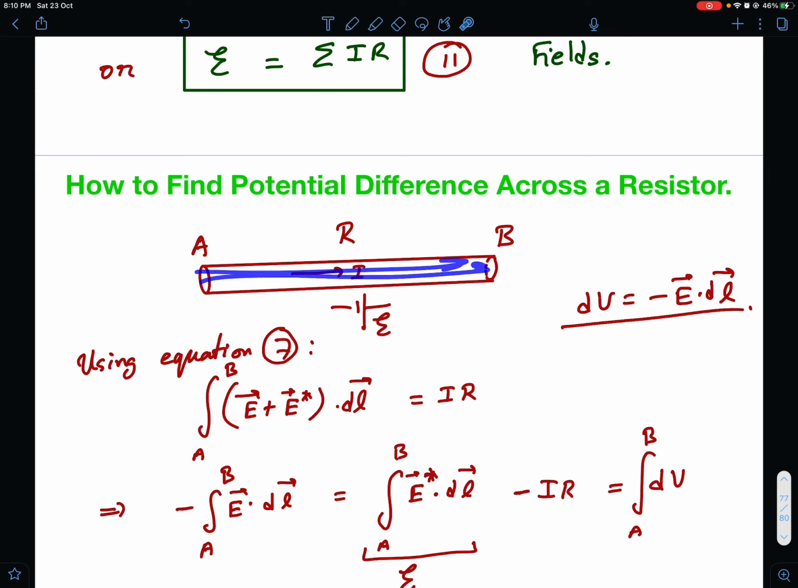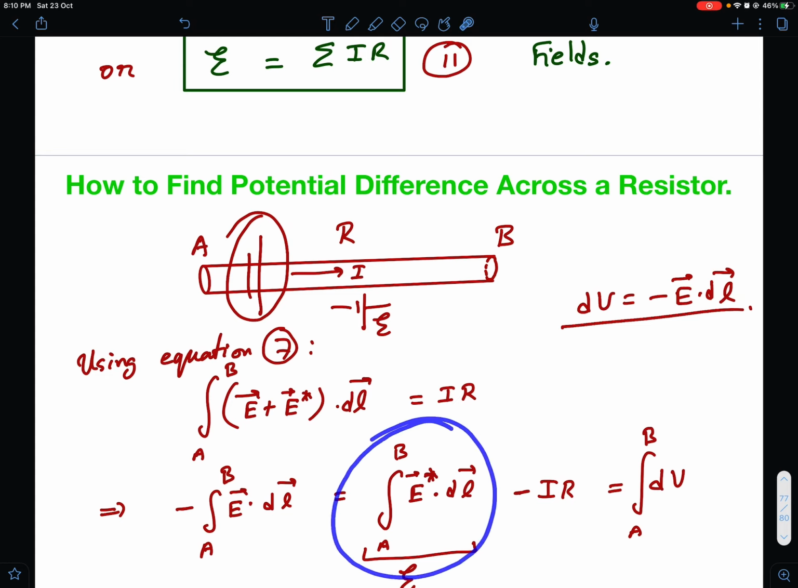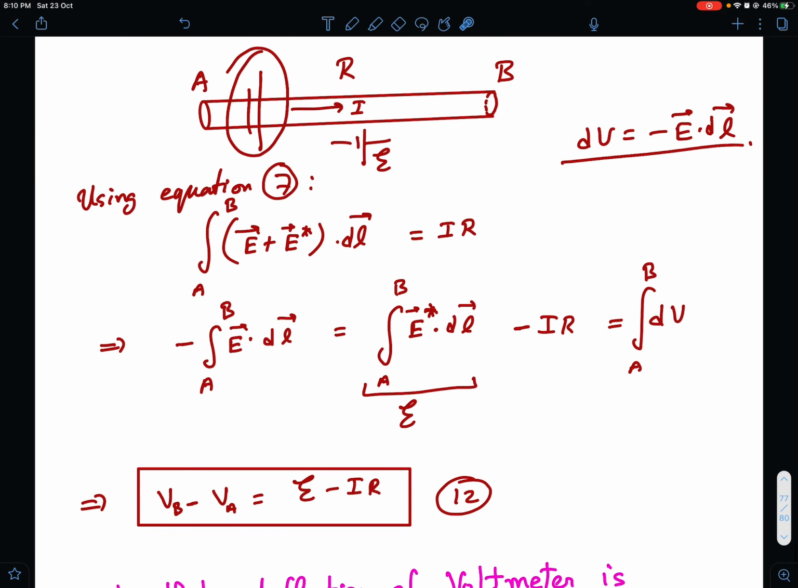If there is some time varying magnetic field, there will be some induced EMF between A and B. So the integral of E star dot dl may be due to some real batteries within the resistor, or it could also be some induced battery equivalent. So what is the potential difference across the resistor? Simply the EMF in the resistor minus IR. So that's the value of VB minus VA.